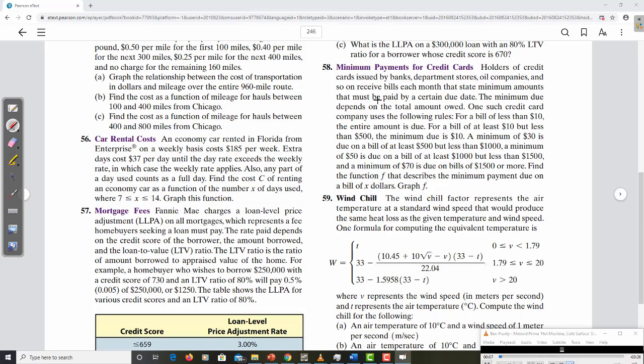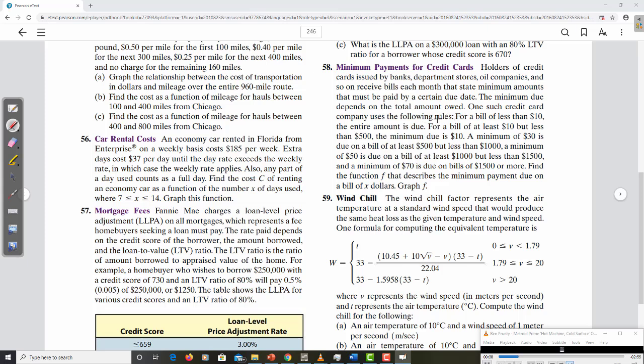So this says holders of credit cards issued by banks, department stores, oil companies, and so on receive bills each month. They state minimum amounts that must be paid by a certain due date. Sure, I get one myself. The minimum due depends on the total amount owed. I'm not sure if that's the same for every credit card. It seems like a lot of the credit cards I've had over the years had pretty standard minimum payments. But maybe it increases if you just have a really big bill.